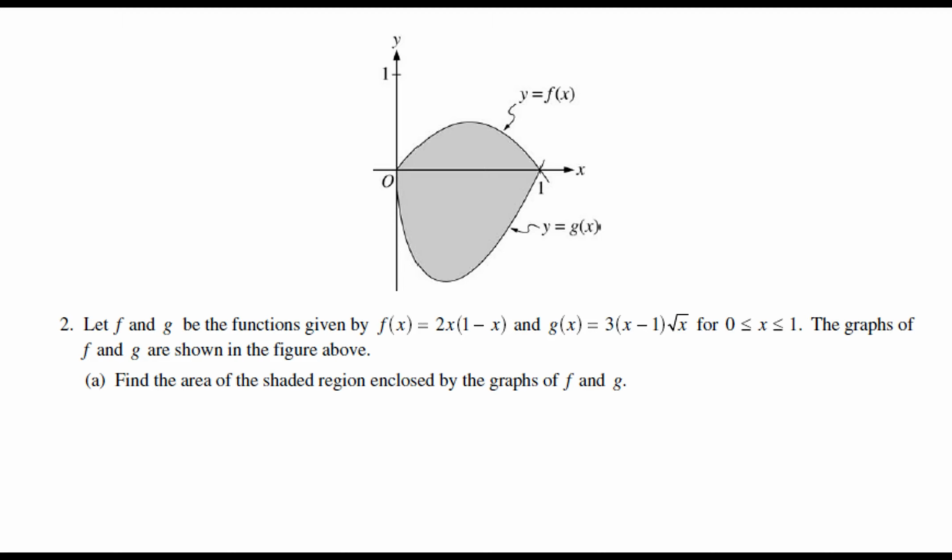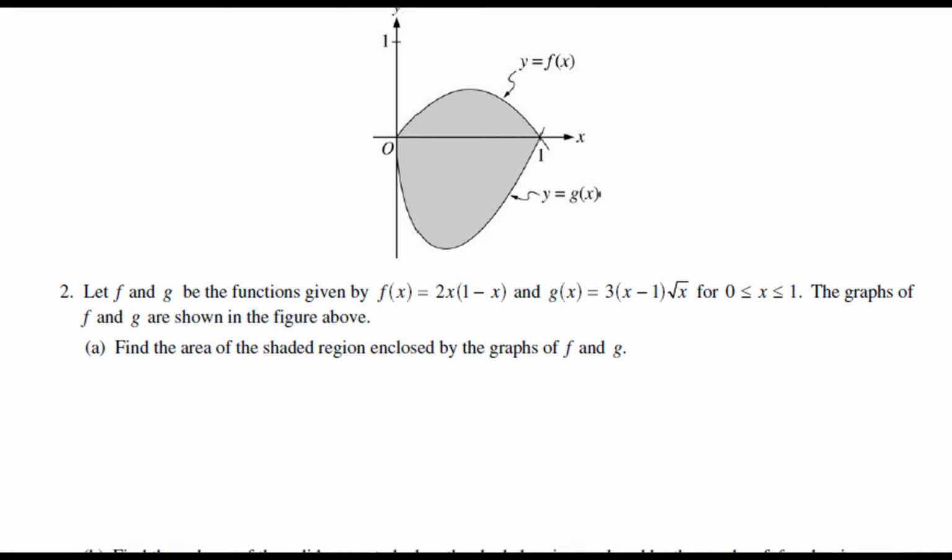Find the area of the shaded region enclosed by the graph of f and g. So we know that the area of a region is the integral given the bounds, which in this case are 0 to 1, and it's going to be the top function minus the bottom function. So the top function is f of x, and the bottom function is g of x, and we're integrating with respect to x, so we have dx. So that's pretty straightforward. Again, this is a calculator problem.